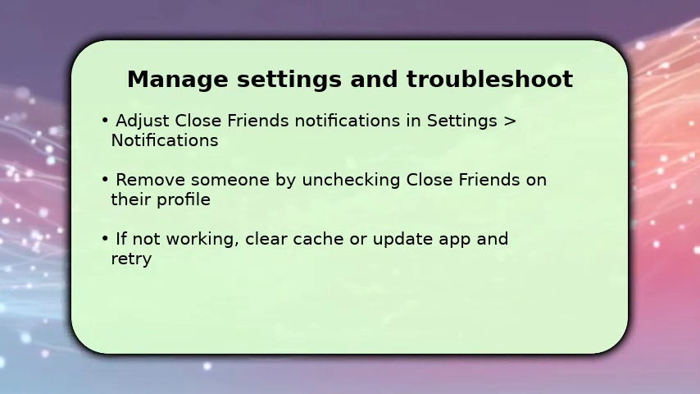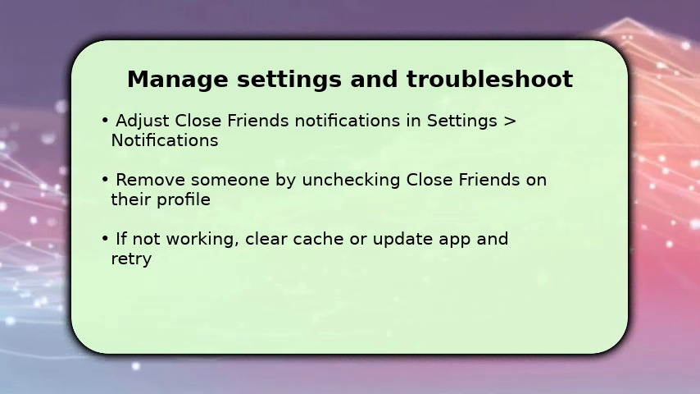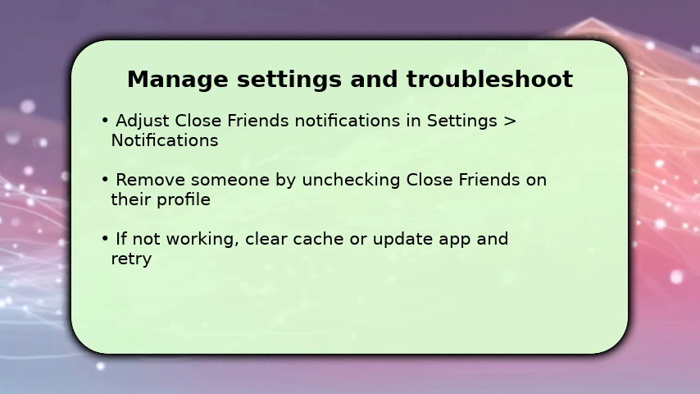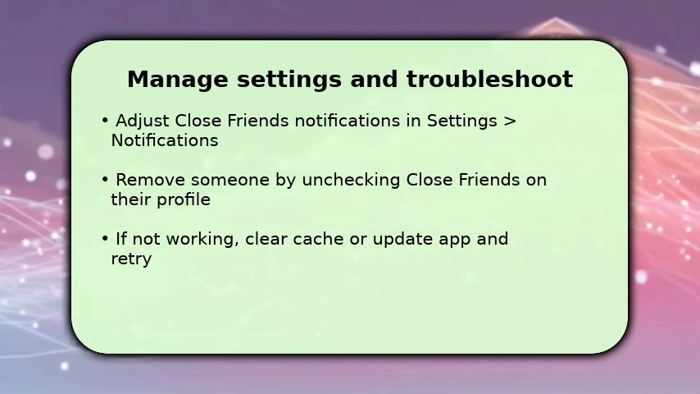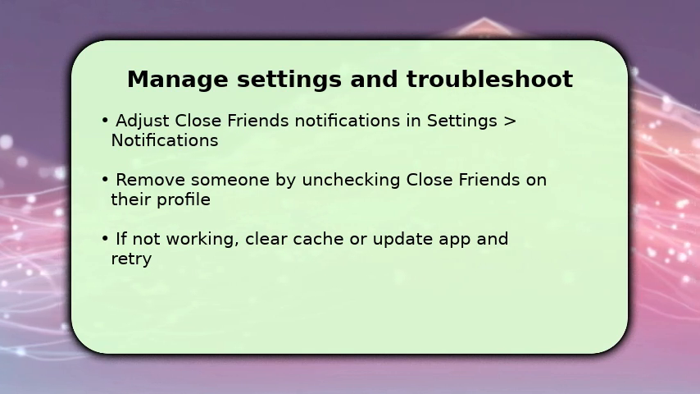Go to Settings, then Notifications, and enable Close Friends alerts if desired. If you need to remove someone, open their profile and uncheck Close Friends. That's immediate. If additions don't stick, make sure your app is updated and clear the cache or reload Facebook.